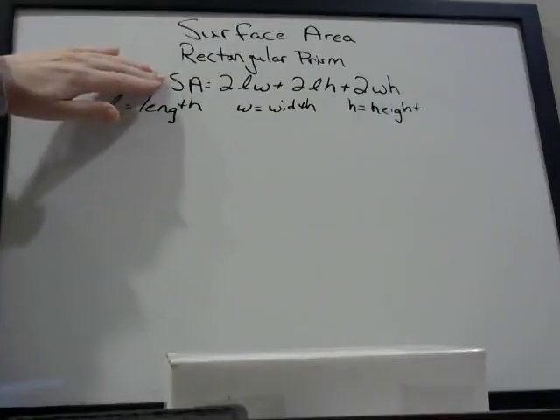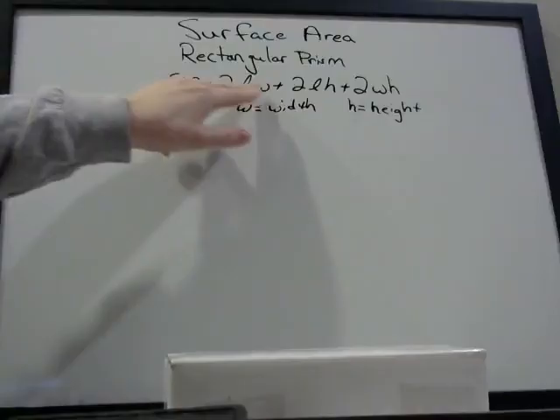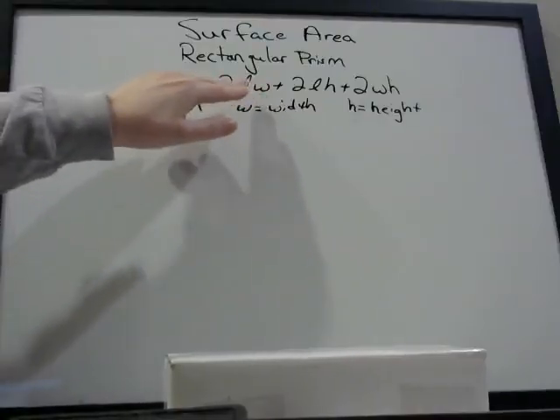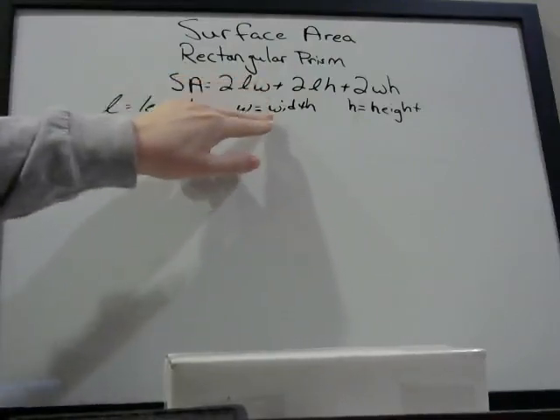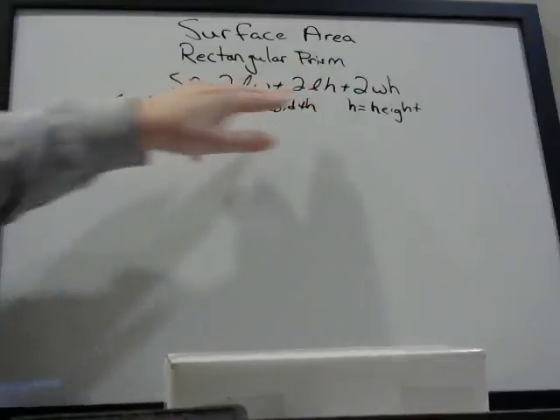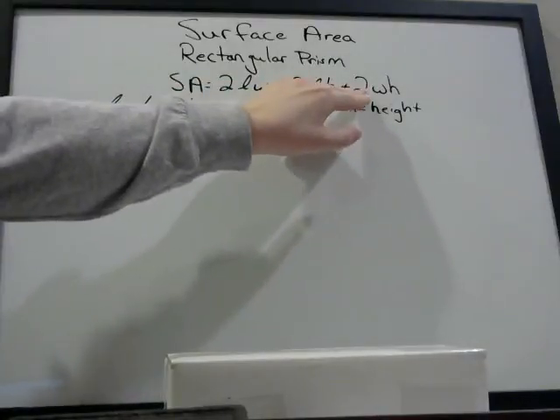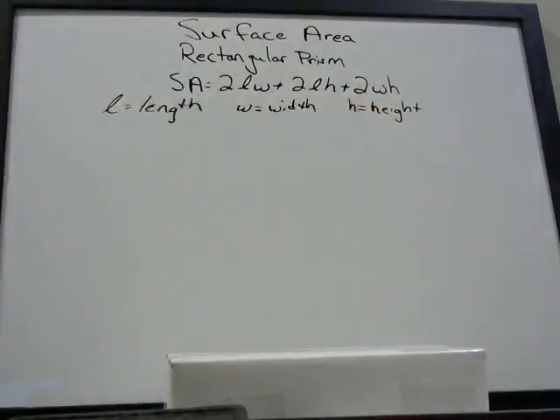So it's surface area, SA, equals 2LW. When things are written like this, that means multiplication. So 2 times L, L means length, times W, W means width, plus 2 times L, length, times H, H means height, plus 2 times W, W means width, times H, which is height. And we're going to explain what those mean.